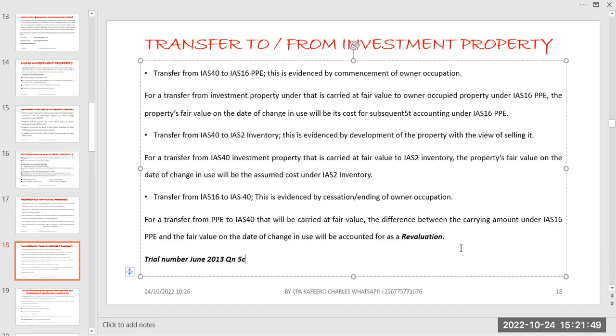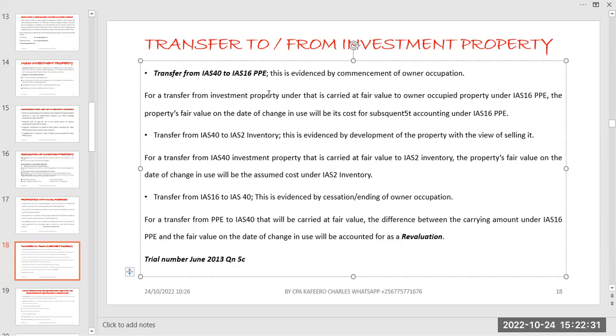One, we have a transfer from IAS 40, that is investment property, to IAS 16, that is PPE. Transfer from IAS 40 to IAS 16, how do you recognize that there is a transfer? Of course, if there is a transfer, then the other recognition criteria for PPE will come in. Basically, how do you tell that the item has moved from an investment property to PPE?